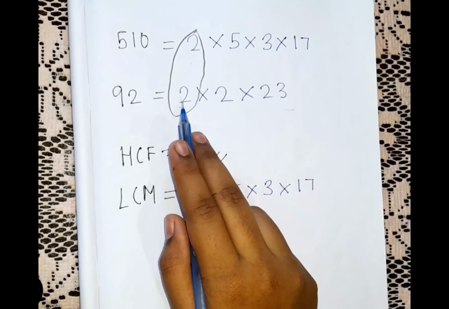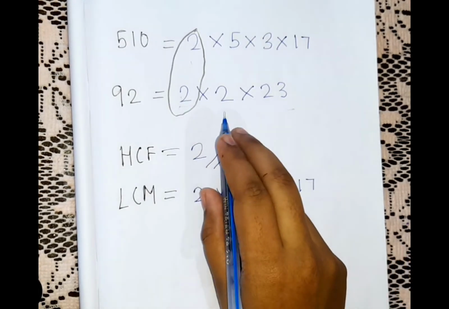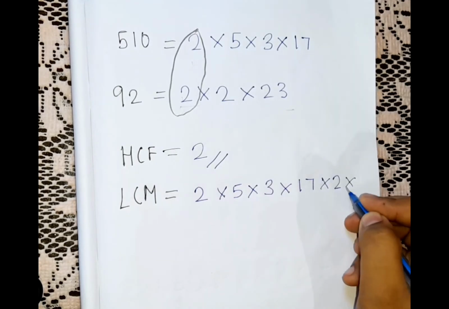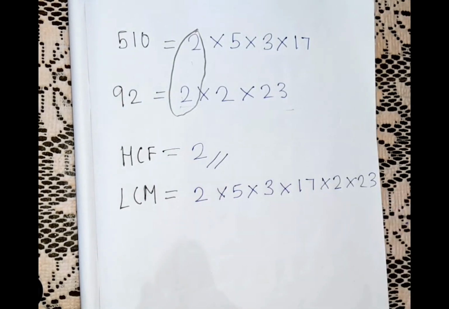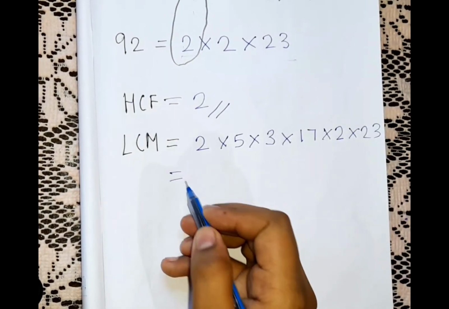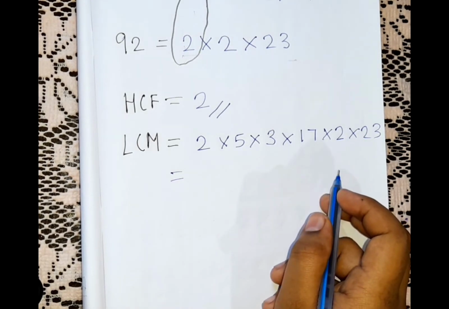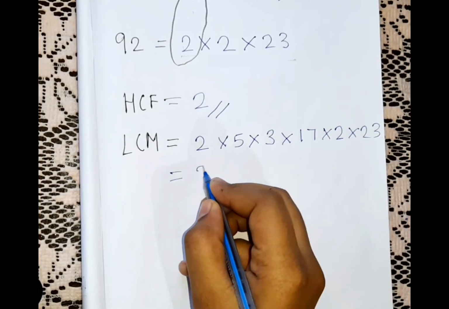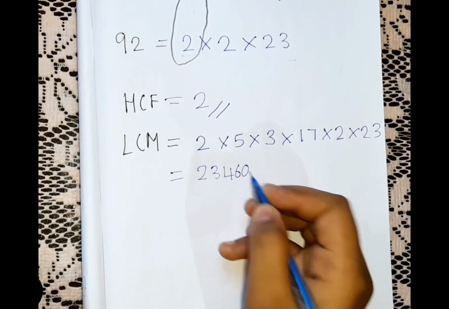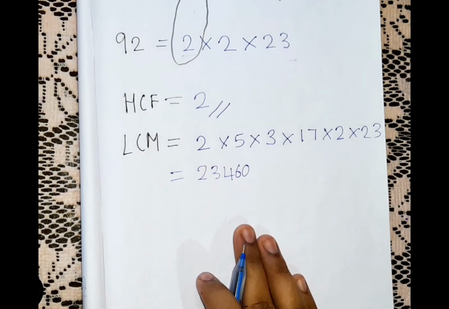No need to write this 2 because we took common at first. So, no need to write this again. So, we shall write this 2 into 23. So, we got the LCM. So, when we multiply these numbers, we get a value. So, after multiplying these numbers, the value is 23,460. So, finally, we got the LCM.